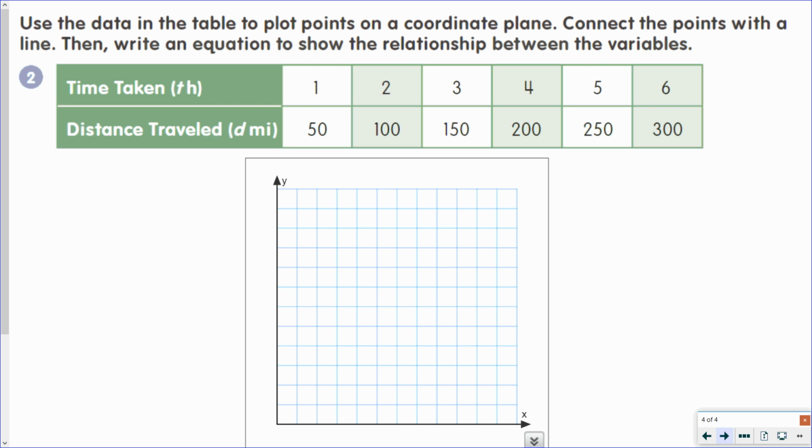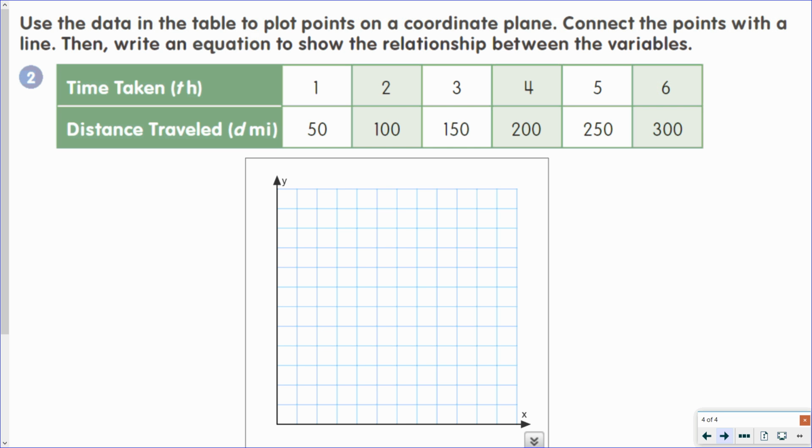All right, so we're going to use the data in the table to plot points on a coordinate plane, connect the points with a line, then write an equation to show the relationship between the variables. So if we look at our table of values here, our top, which is our x coordinate, 1, 2, 3, 4, 5, 6, we can use our x-axis as is, but our y, our first value is 50. So we've got to make some changes here.